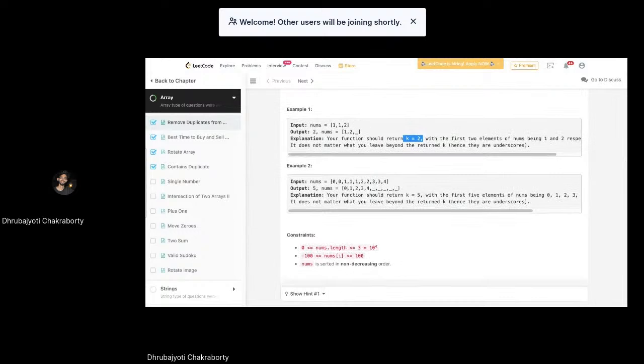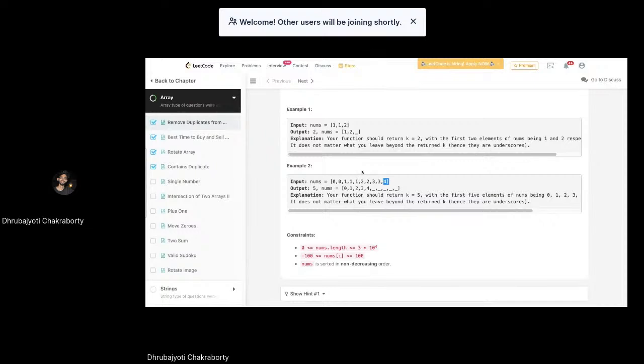Similarly, in the next case, we have two zeros, then 1, then 2 appearing 2 times, and 3 appearing 2 times, and then we have 4. So overall, if I again find the unique values here, I'll have 0, 1, 2, 3 and 4. So our k value in this case becomes 5. That is, we have 5 as the length of the unique array.